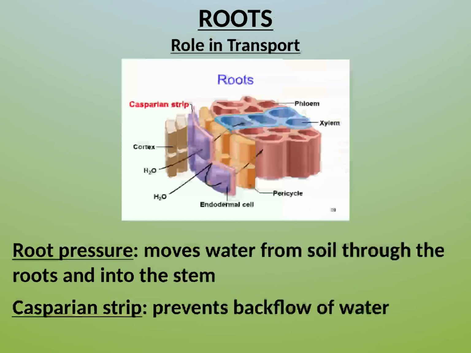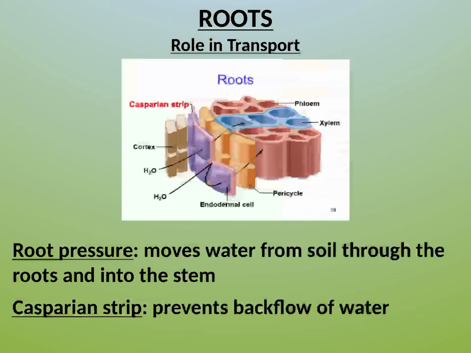All right, from the roots, we are going to take a deeper look. This is actually an exploded view of what the roots might look like if we were to look under a microscope. So we know that roots absorb water through the soil. The way they're able to do that is through what's called root pressure. This pressure allows the water to move from the soil into the root.